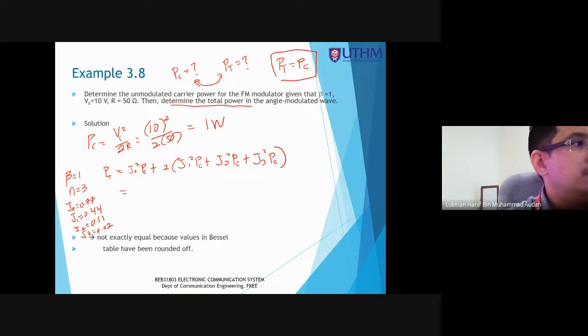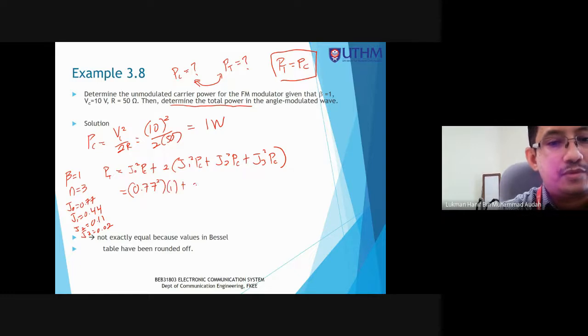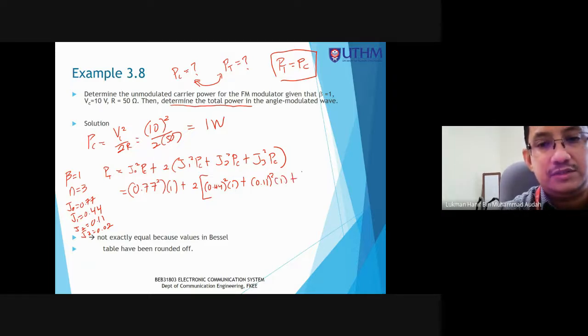Okay, so this is 0.77 square, this one is 0.44 square plus 0.11 square plus 0.02 square, multiplied with 1.